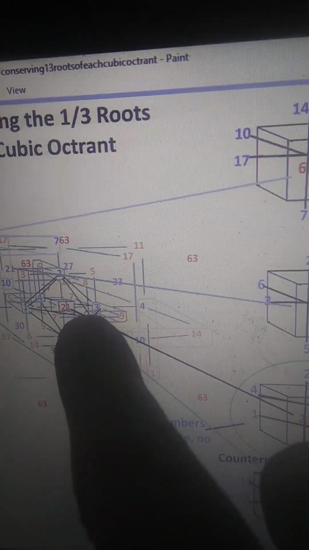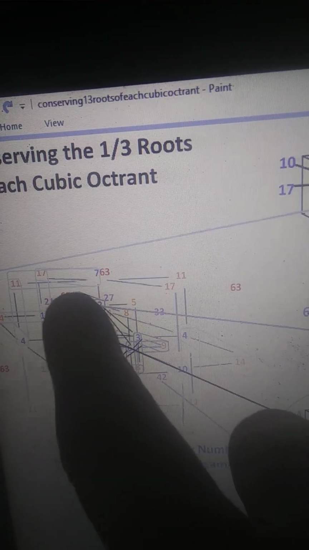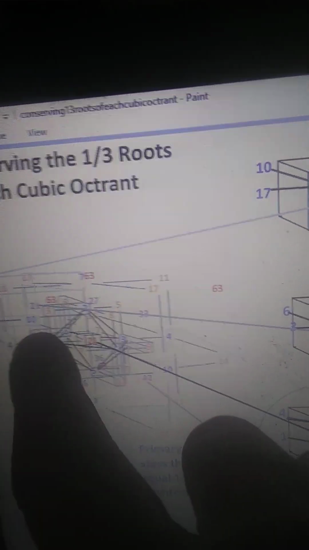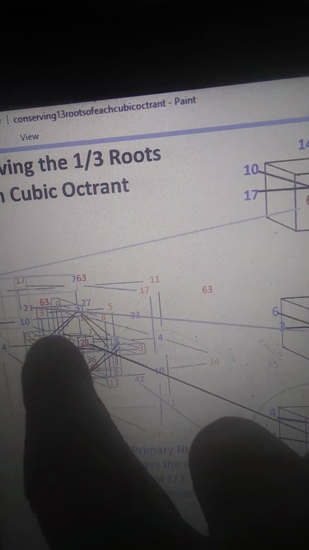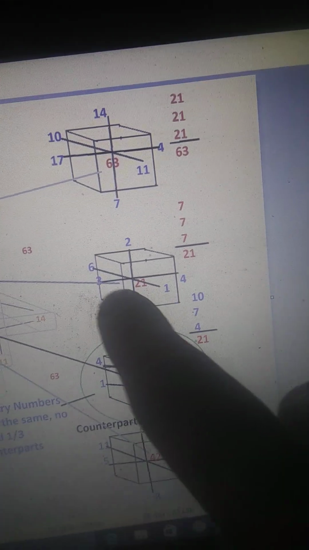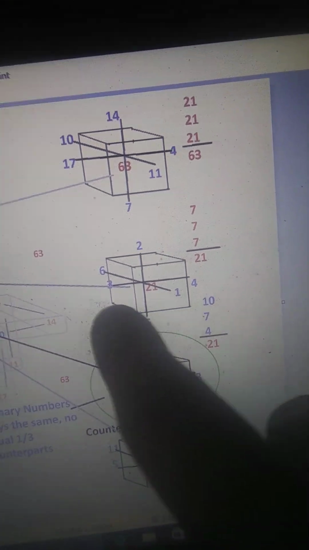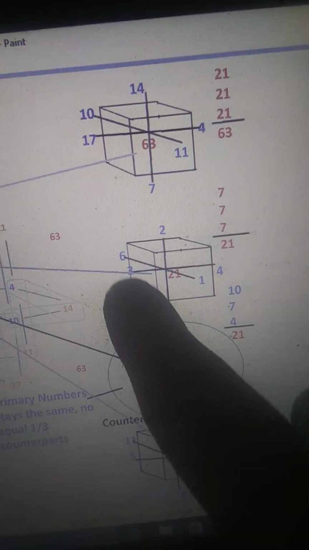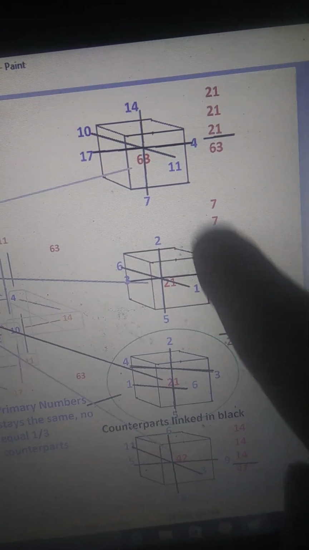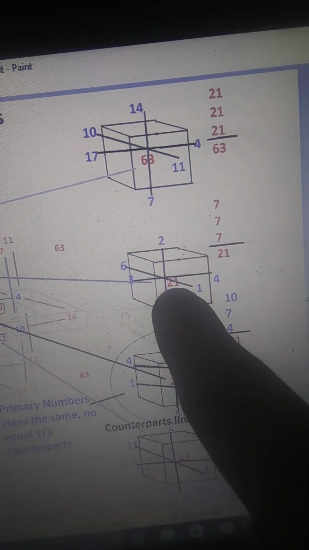Same thing with this cubic octrant. I'm sure there's already a name for this. It sounds better, but I call them cubic octrants. And this cubic octrant is 21. So 21 is conserved. 6 plus 1 is 7. 3 plus 4 is 7. 2 plus 5 is 7. And those three is 21.